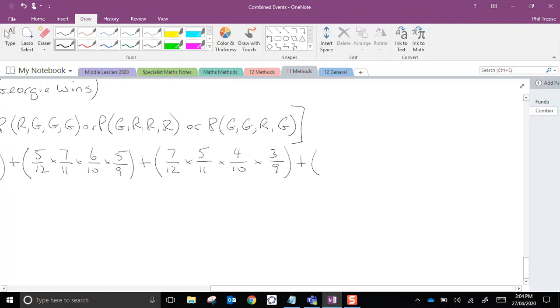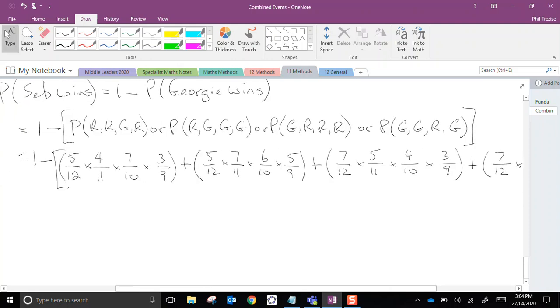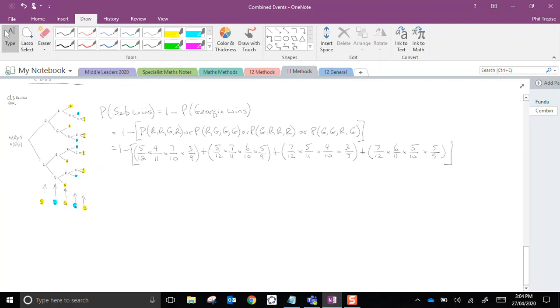Lastly, we've got green, green, red, green. So we'll have 7 over 12, 6 over 11. The red one here is a bit of a spanner in the works. There are 5 of them out of 10. And now the green one, it sort of skips a step from there to there. There were 7 green, then 6 green, and there'll still be 5 green at this point. Well, there's another opportune place to pause the video.